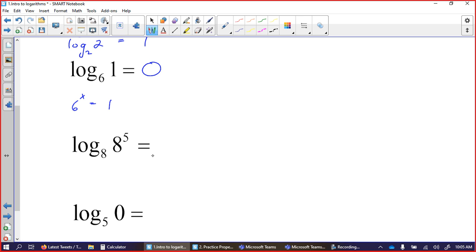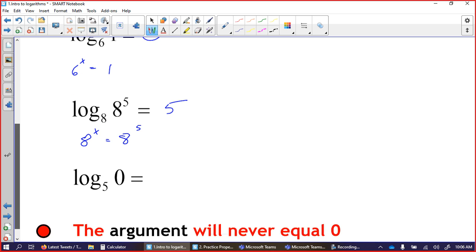Interesting. So as an exponent, 8 to what power equals 8 to the 5th? What's x going to equal here? 5. Because there's actually a law of logarithms that says we can take this and move it out front, and then do log base 8 of 8 is 1 times 5.